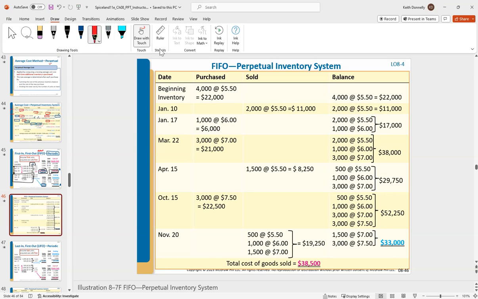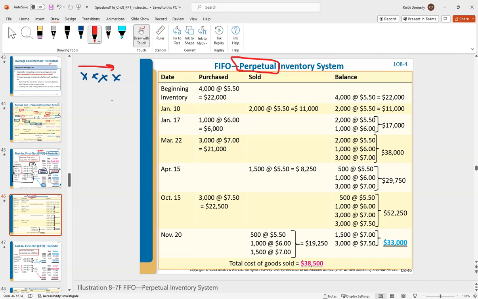How do we do FIFO perpetual? We got to keep in mind here that it's still that same framework, going from oldest to newest, but we're going to have to track this live time. So let's look at this. We'll break it out one by one line item here. So we start with 4. That's great. And they tell us it's 550 per unit, 22,000. That's great. Then what happens is, we start with 4, we sell 2.